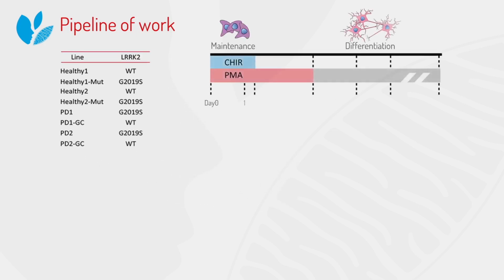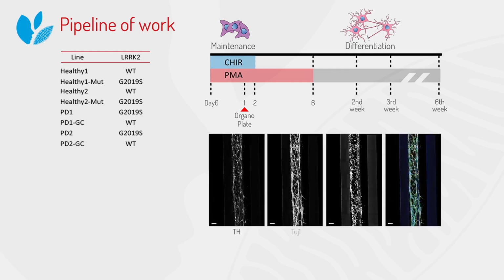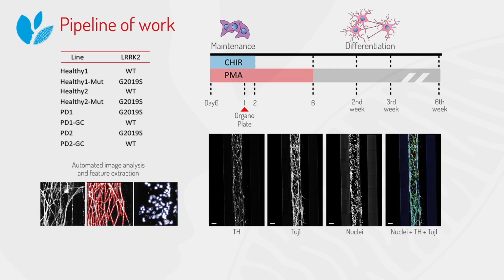The neural stem cells were seeded in the OrganoPlate and cultured up to 6 weeks. Afterwards, we performed immunofluorescence stainings to quantify the proportion and the type of neurons that we are observing, and we did so in an automated manner with image analysis algorithms that we developed in-house. If you would like to see more information about the experiments, please refer to this publication.